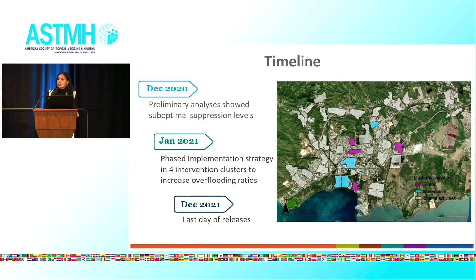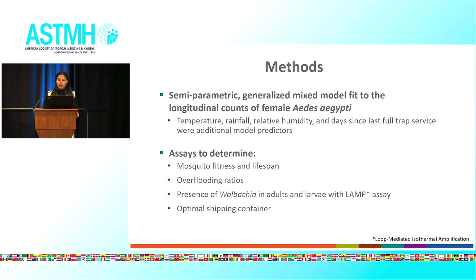The releases of mosquitoes ended in December 2020. In the map, you can see again the intervention clusters in blue and the control clusters in green. For determining the mosquito population suppression levels, we used a generalized mixed model using weekly trap counts of female Aedes aegypti to obtain the ratio of mosquito counts in intervention to control clusters. During the study, different assays were used to determine mosquito characteristics, to calculate the overflooding ratios, and to evaluate optimal shipping conditions.